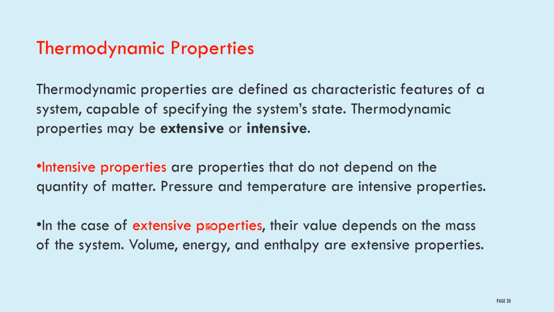Then extensive properties: their value depends on the mass of the system. Extensive property means its value depends upon the mass, otherwise the amount, of the system. For example, volume, energy and enthalpy are extensive properties. Volume, energy and enthalpy depend upon the mass of the system. For a small amount of mass, volume, energy and enthalpy may be different. For a larger amount of mass, those values will be different.